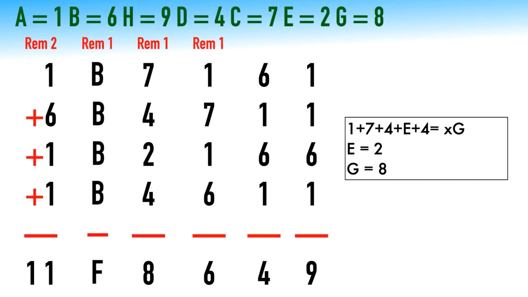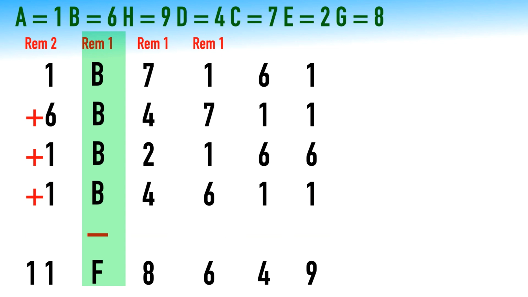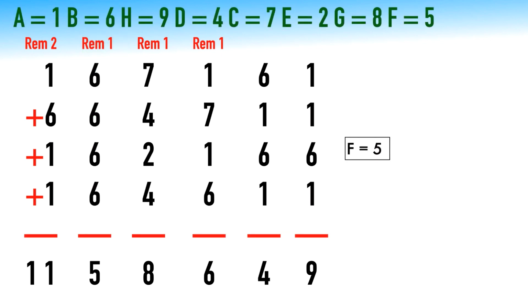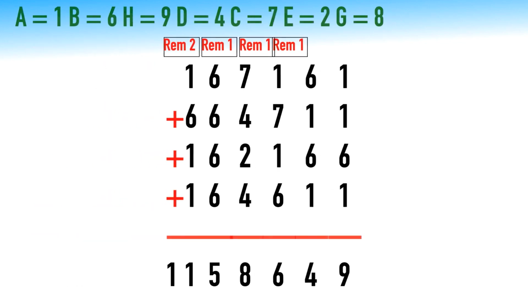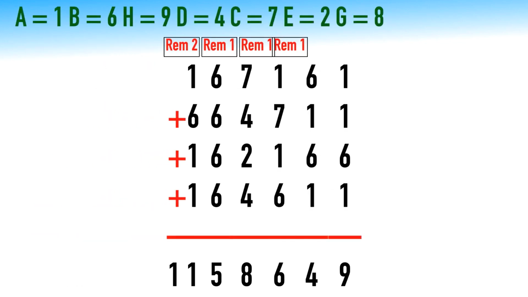Now after substituting the value of B in the next column, the value of F will be 5. So the complete addition looks like this. This is hard math puzzle and requires a systematic approach to find the solution. If you follow these simple steps, whichever I have explained in this video, will definitely help you to solve these kind of problems in a minimum time.